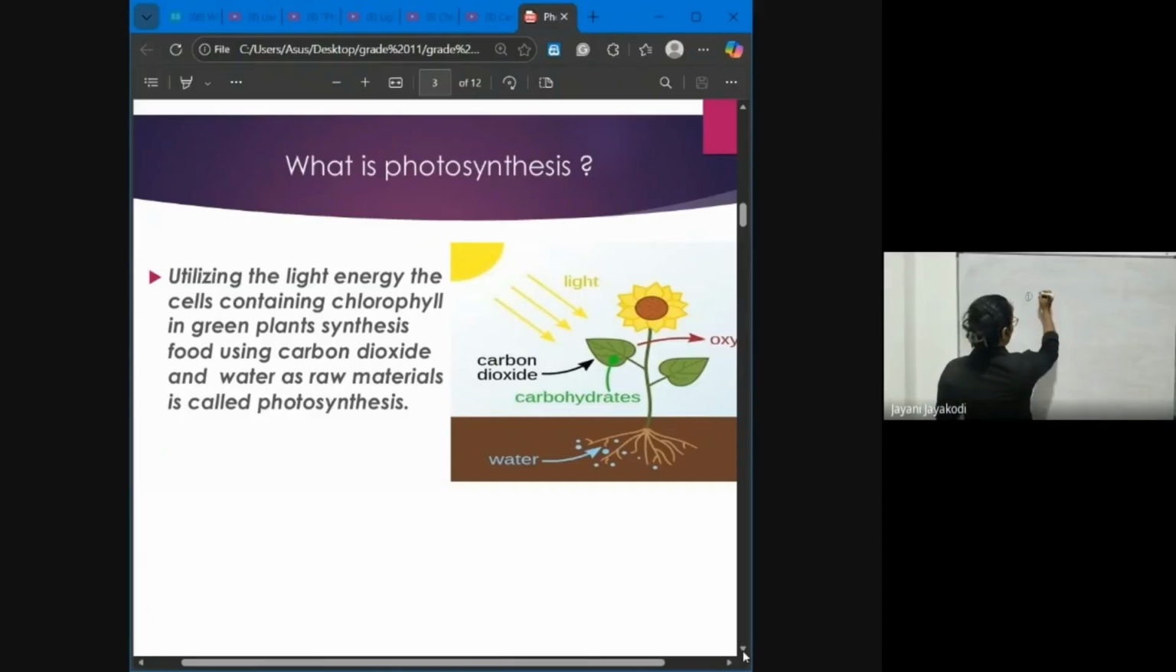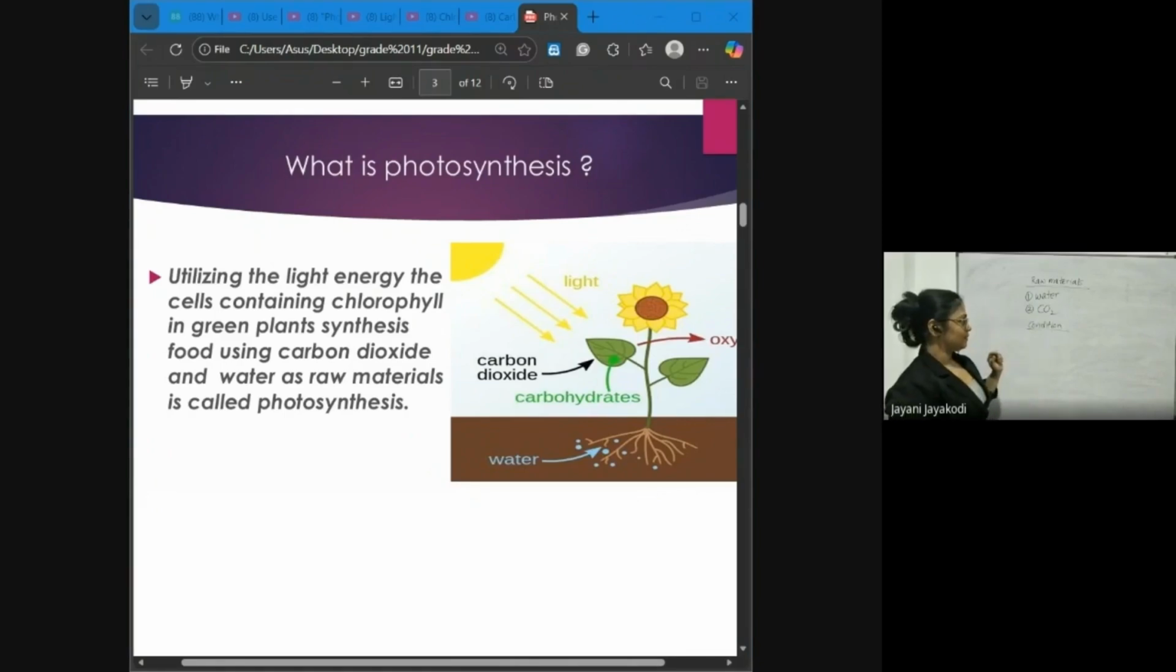But we need water. What else do we need? Water, sunlight, carbon dioxide. So those are the raw materials that we need. When you take the conditions, as you said, sunlight is a condition. Again, I am recalling for you, the raw materials that we need for photosynthesis are water and carbon dioxide.